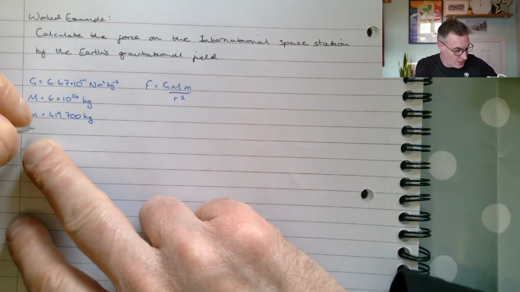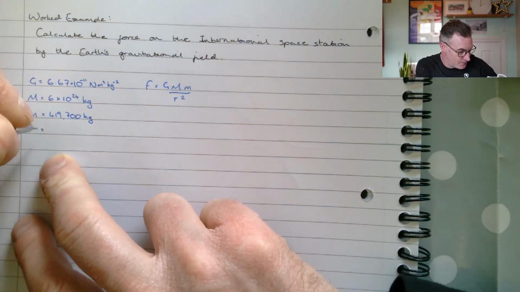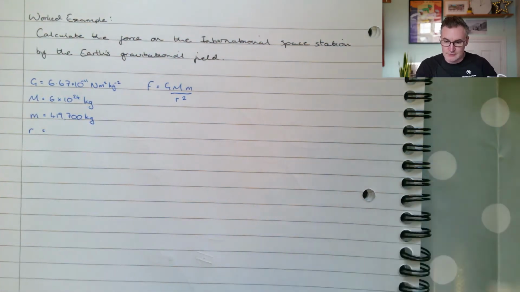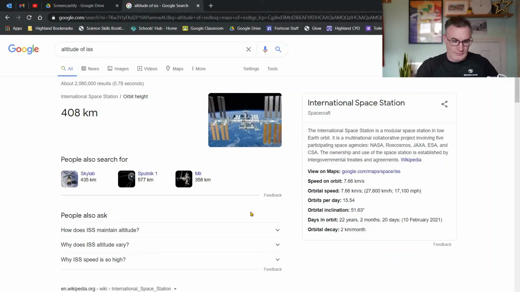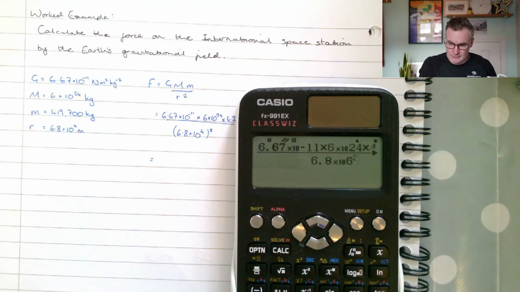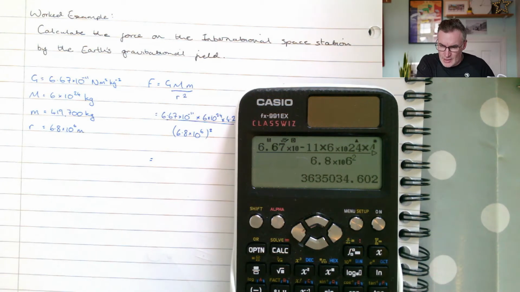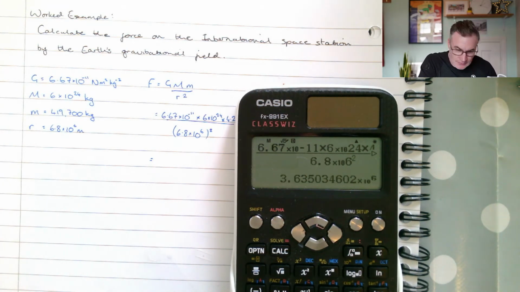And we need the radius. Again, we're going to go and ask Google. Google says that it is an altitude of 408 kilometers. Now, we need to be careful here because this is the altitude. It's not the radius from the center of the Earth. So this is the height of the ISS above the surface of the Earth. So 3.6 times 10 to the power of 6 newtons.